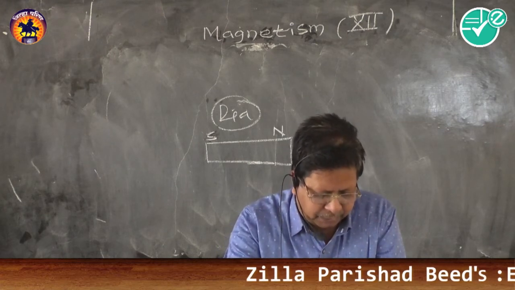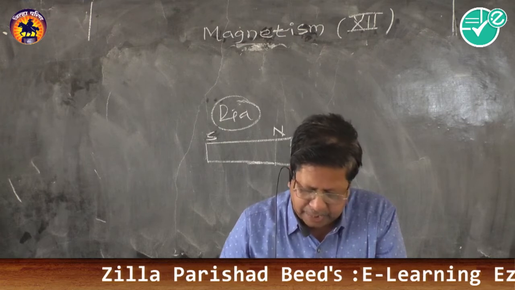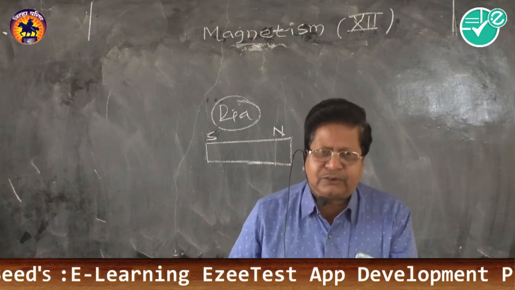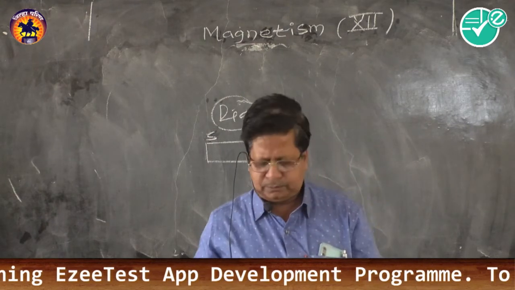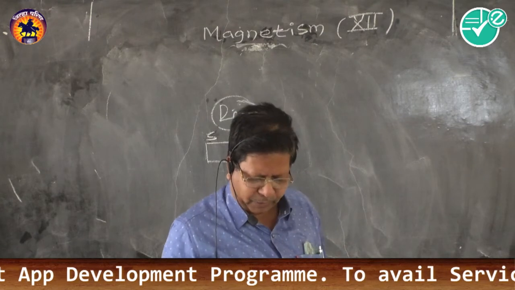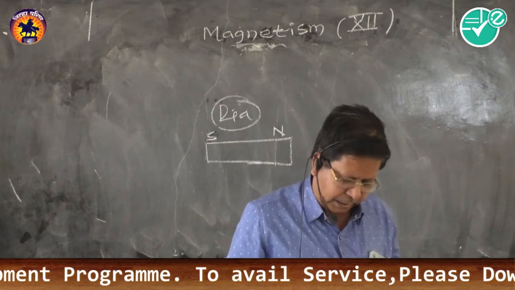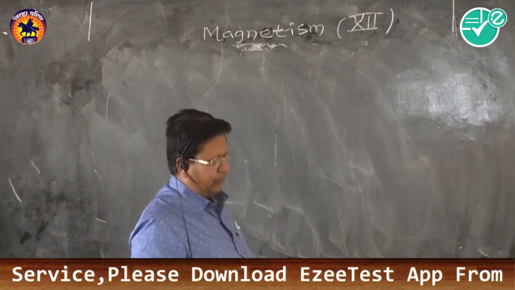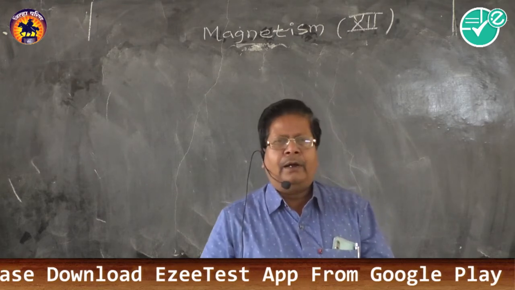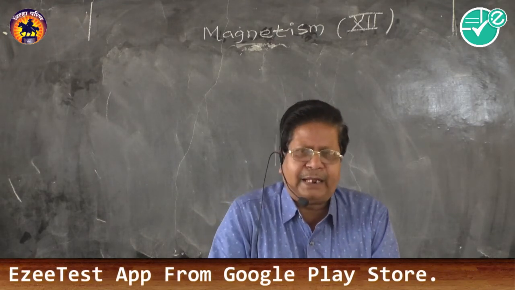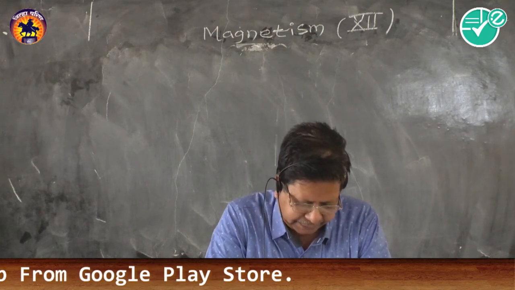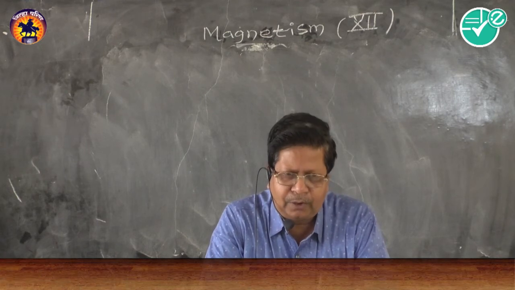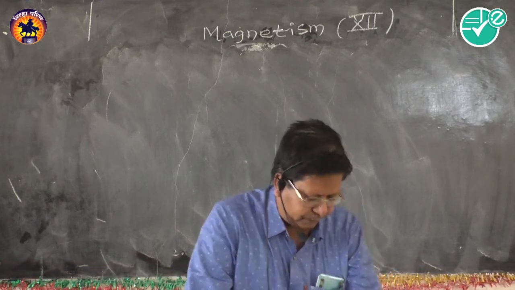Now, in today's lecture, I am going to take two last MCQs. So the first MCQ is: a graph between intensity of magnetization and magnetic intensity is given for a diamagnetic substance.